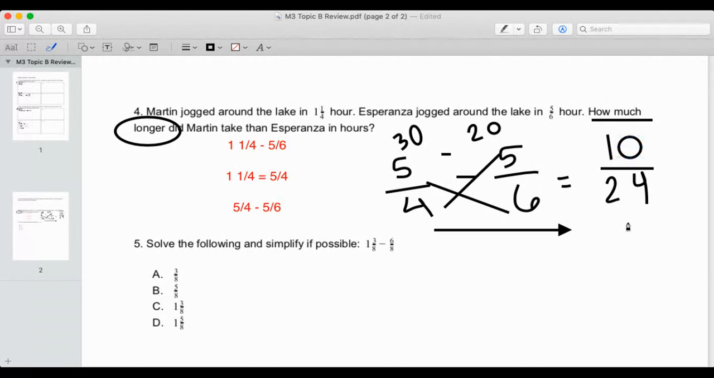I know that 10 and 24 are both even numbers, so I can shrink them down by 2. If I divide 10 by 2, I get 5. And if I divide 24 by 2, I get 12. So I could write 10/24 or 5/12 as my answer, and both of those should be accepted in this scenario.